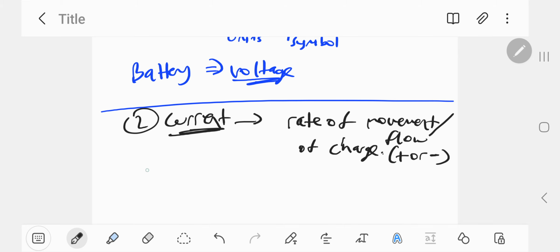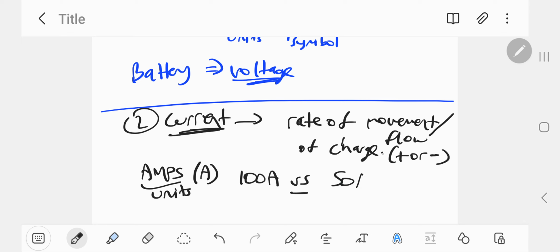Current has the units of amperes, named after Andre Ampere, a French mathematician and physicist who did a lot of work in electricity and magnetism. Amps, A for short. The more amps, the more current. So 100 amps versus 50 amps, 100 amps is going to be a lot more, right? Think of a river with high current versus a river with low current. The one with high current has a higher number of charge flowing.